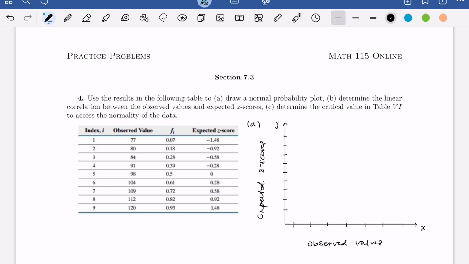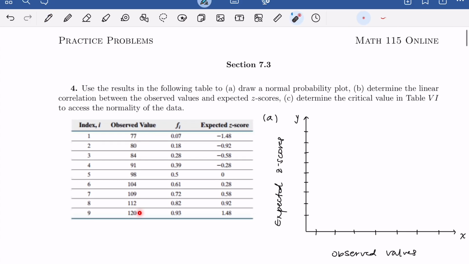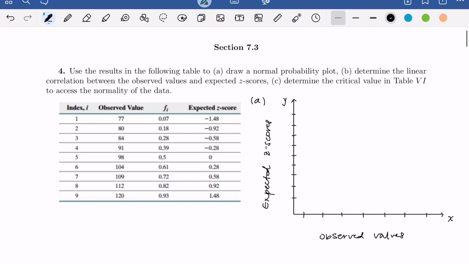All right, now let's just label these guys. For our observed values here, notice our range is from 77 all the way up to 120 here. So let's start with 70 and then we'll just increase in increments of 10. All right, and then doing the same thing for our y-axis or vertical axis here, we need to plot these guys. So maybe let's start at -2 down here and then work our way up to +2. So we're going to do -2 and let's increase in increments of 0.5.